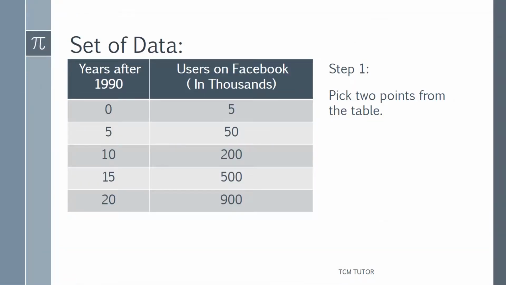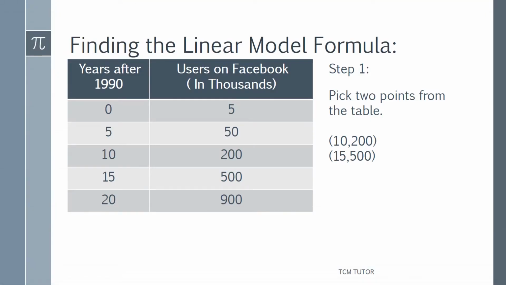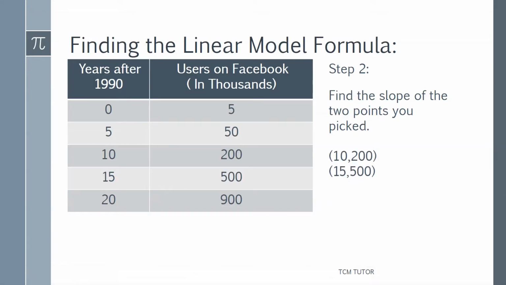So we're going to use this set of data for years after 1990 in correlation with users on Facebook in thousands. First we're going to pick 2 points from the table. The 2 points I have selected are (10, 200) and (15, 500). What we'll need to do is find the slope of the 2 points.